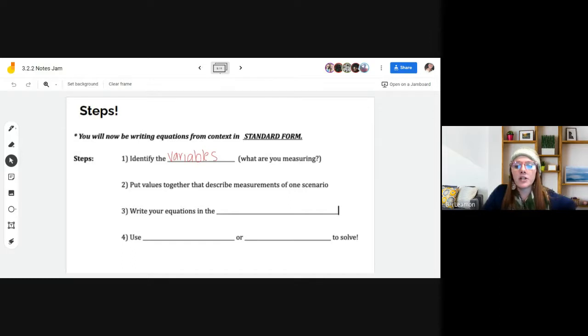The second thing we're going to do is then put those variables together that describe the measurements of one scenario. So what that means is I'm going to have 2 different scenarios in my word problem. So say I went to the store today and I bought a water bottle and some flowers. The next day I went to the store and I bought 3 water bottles and a thing of milk. So those are going to be 2 different sets of variables that we are going to use in order to create our system of equation.